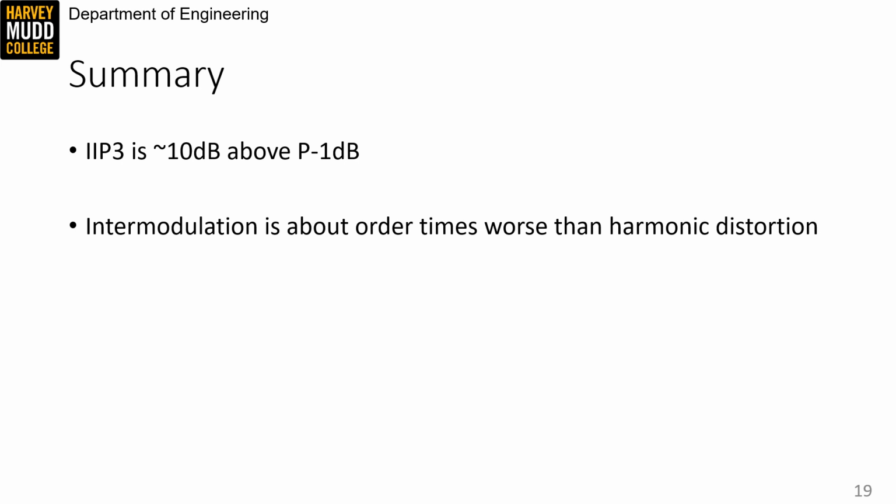So in summary, IIP3 is about 10 dB above P minus 1 dB, and intermodulation is about its order times worse than harmonic distortion.